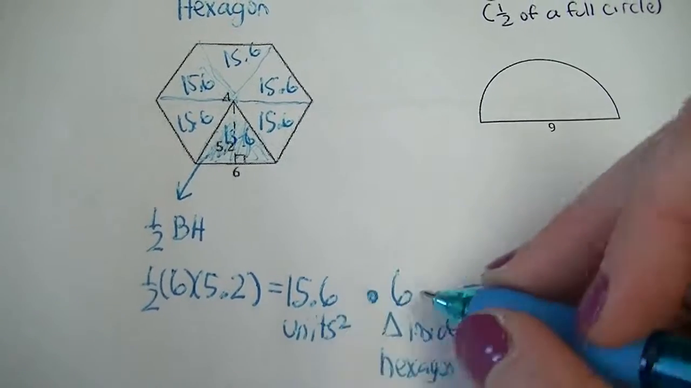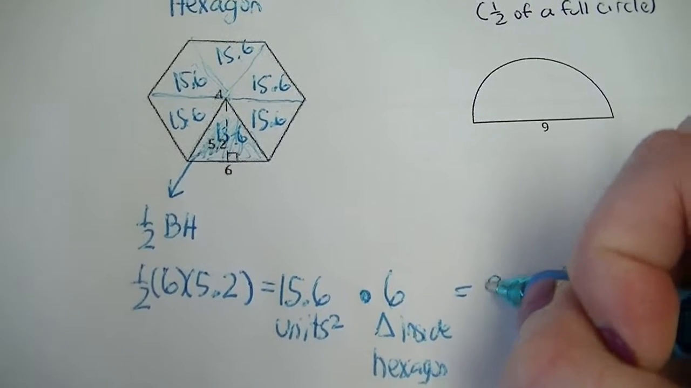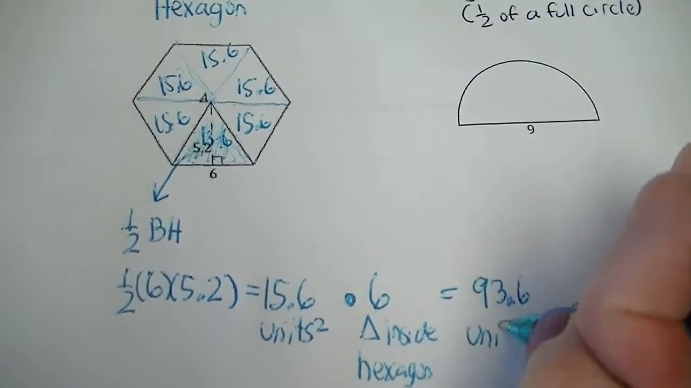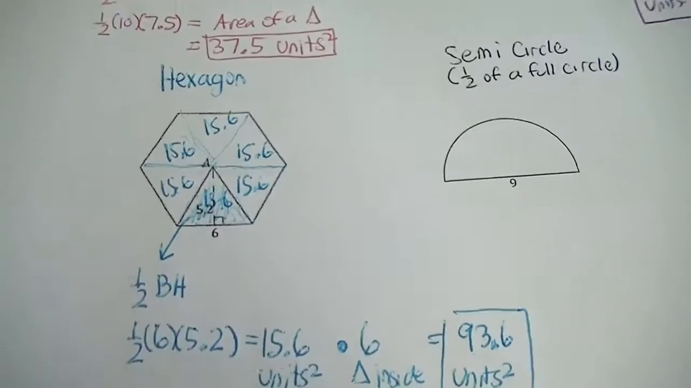And when I multiply 15 and 6/10 times 6, I end up with 93 and 6/10 units squared. So that right there is the area of that hexagon.